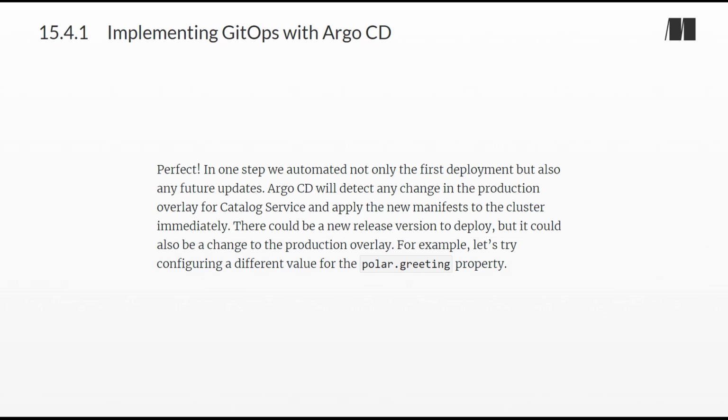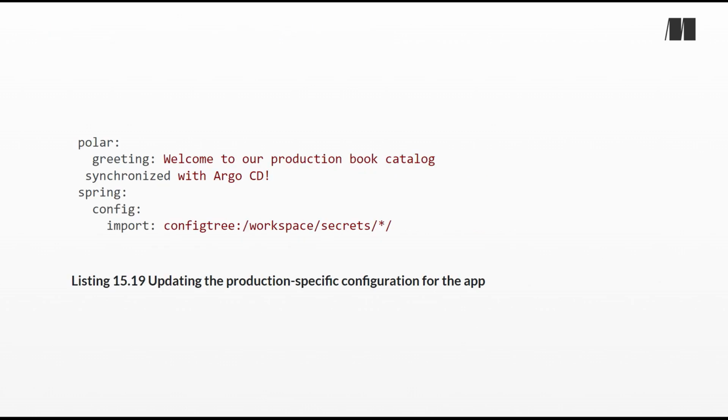There could be a new release version to deploy, but it could also be a change to the production overlay. For example, let's try configuring a different value for the polar.greeting property. Open your Polar Deployment project, go to the production overlay for Catalog Service (kubernetes/applications/catalog-service/production), and update the value of the polar.greeting property in the application-prod.yml file.